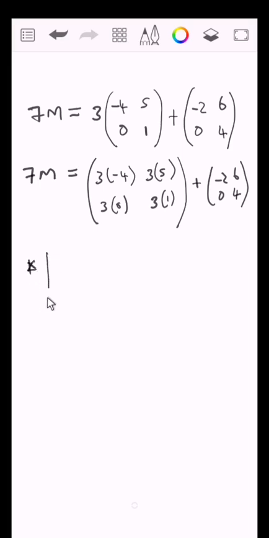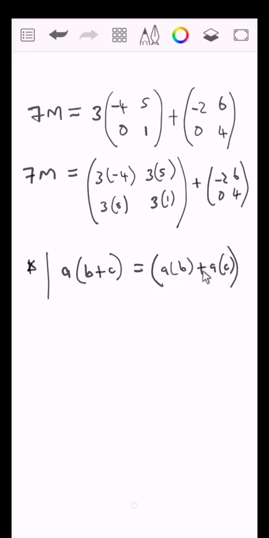Let us take a side note. Ngatiti tina A then B plus C. Answer yedu panapa ndeye kuti A acha multiply every term within the bracket. Kureva kuti tinenge tana A multiplied by B plus A multiplied by C. Basically ndezvataita pataisa 3 inside the matrix, the 2 by 2 matrix. 3 multiply minus 4, multiply 5, multiply 0, multiply 1. Kureva kuti 3 multiply every term within the 2 by 2 matrix.